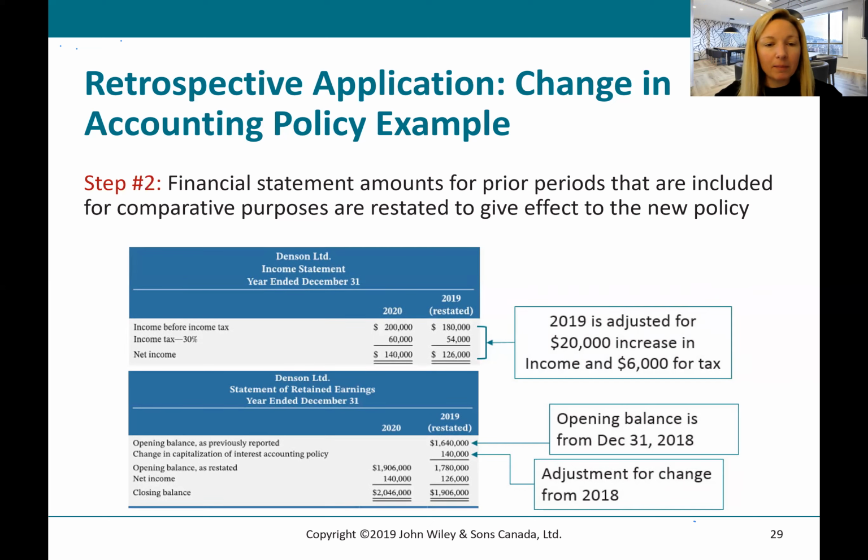So you can see in the bottom box there, it says opening balance as previously reported. So when we last reported retained earnings, we had 1.64 million. And then we have the change in the capitalization of interest policy. And then we have our opening balance as restated. So it's very clear to a reader that we had this retained earnings, we did this, now we have this opening, and then what's happened for the year, just as we normally would.